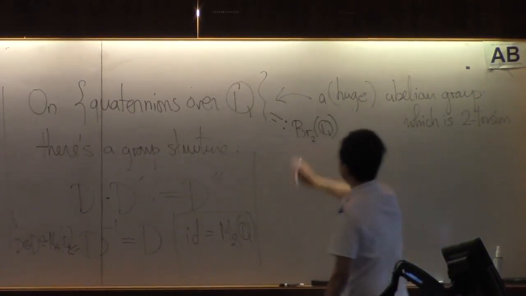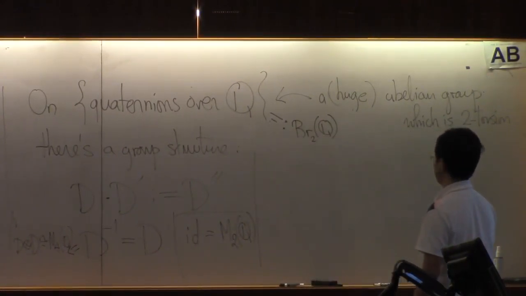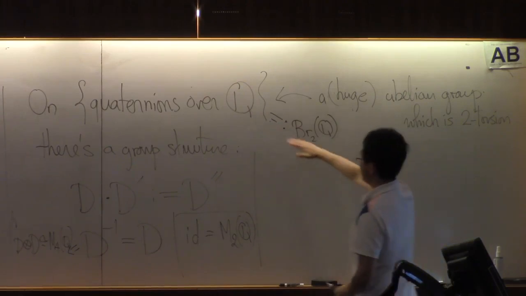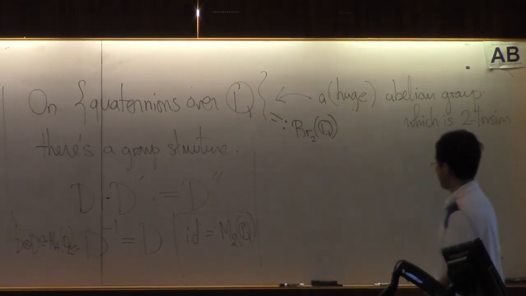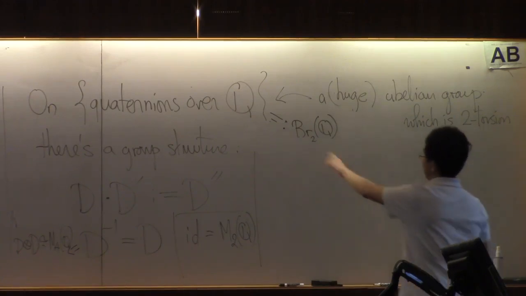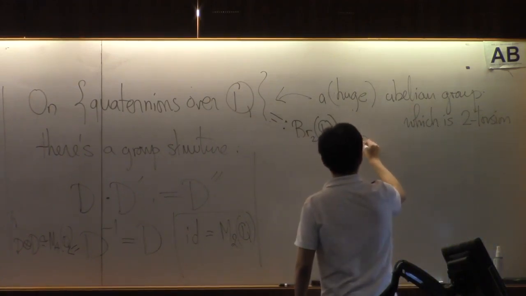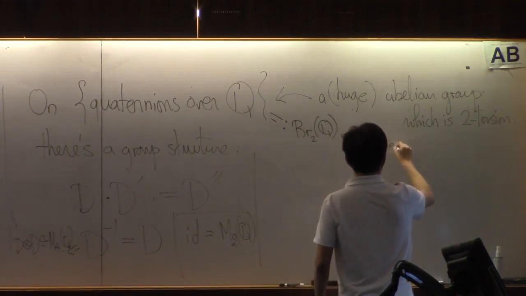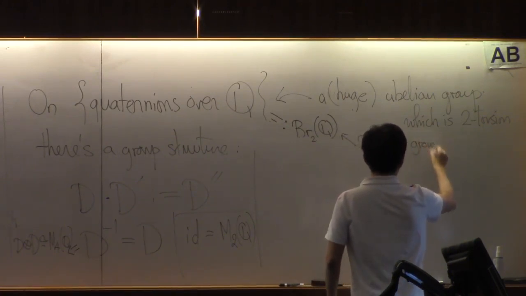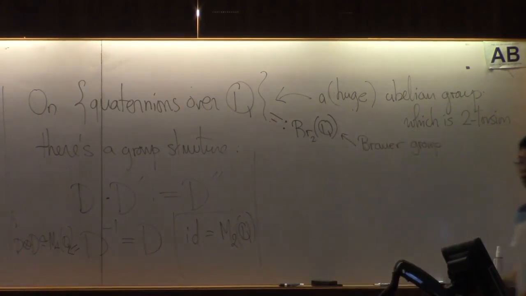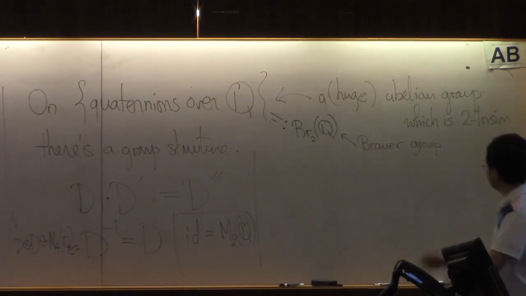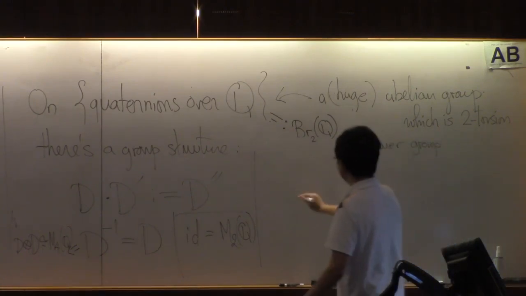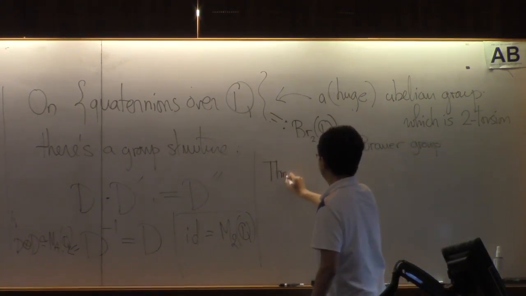Right. So I said this set, I give it kind of a group structure. So let me write Brouwer group. But it's only a part of the Brouwer group, actually, the 2-torsion part of the Brouwer group. Okay, so what is the theorem?